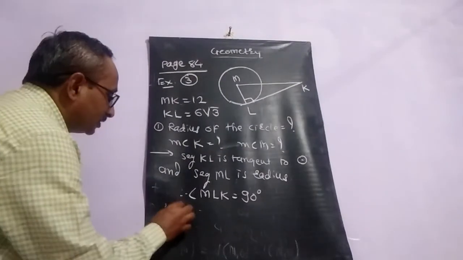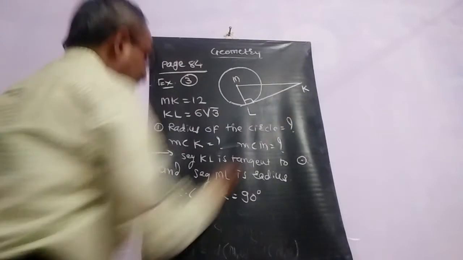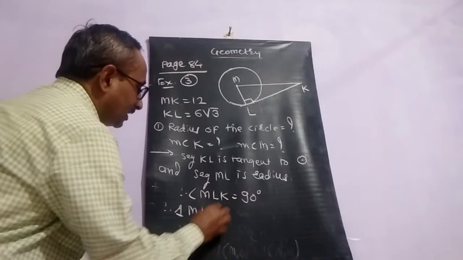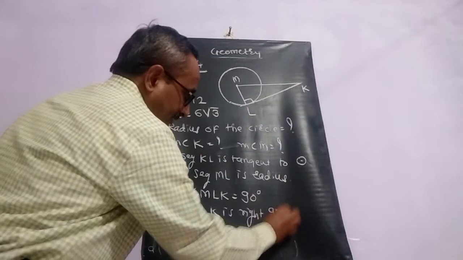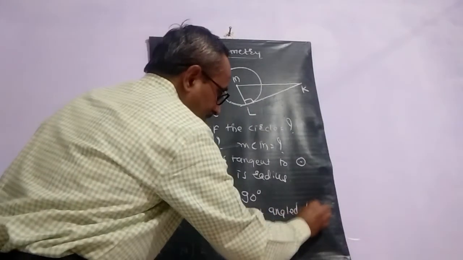So triangle MLK is a right angled triangle.